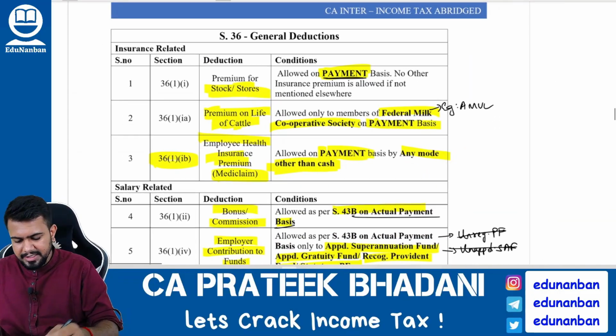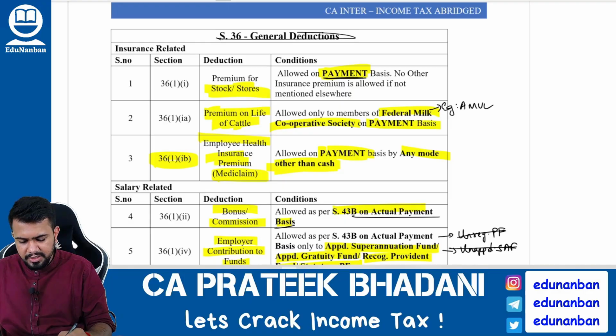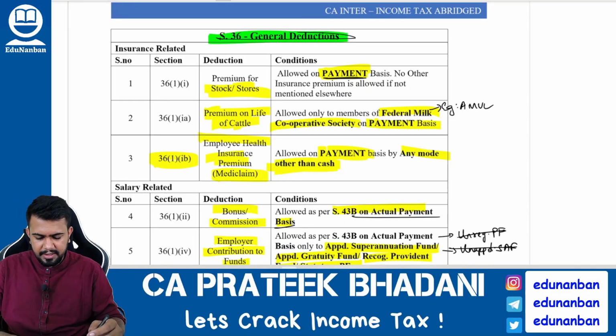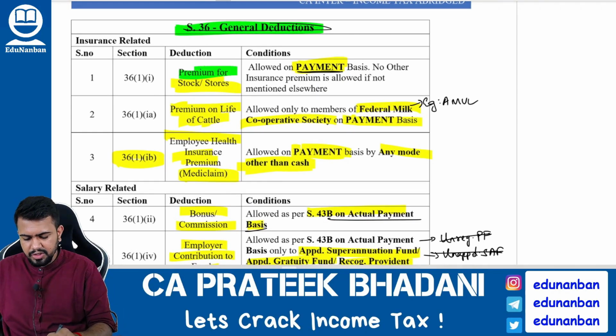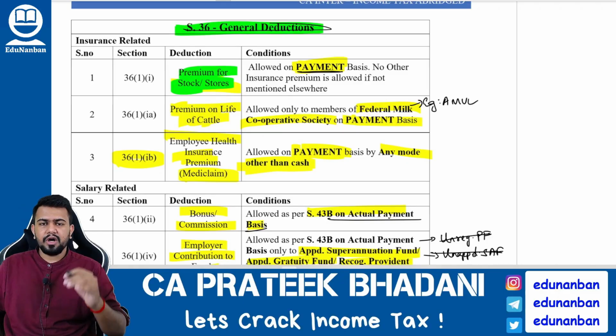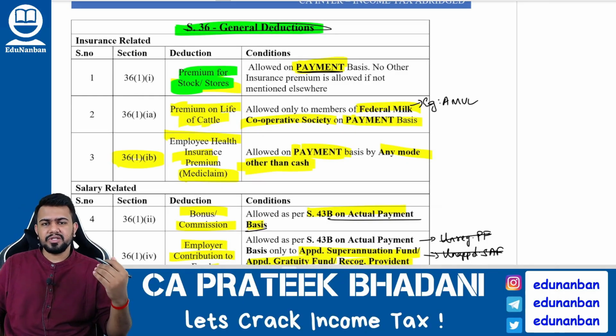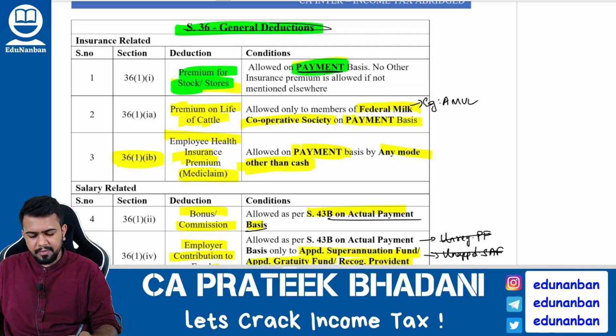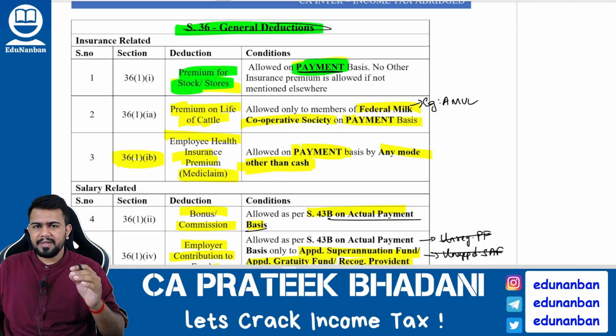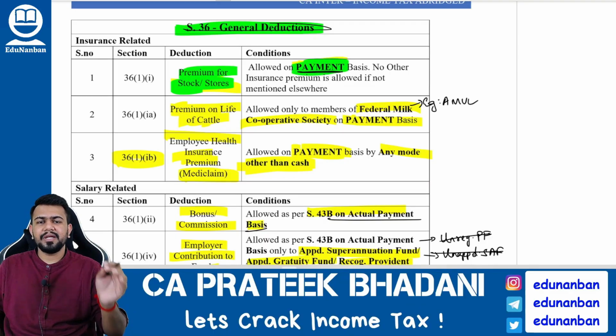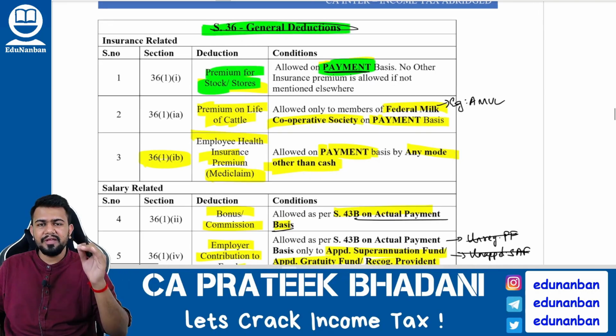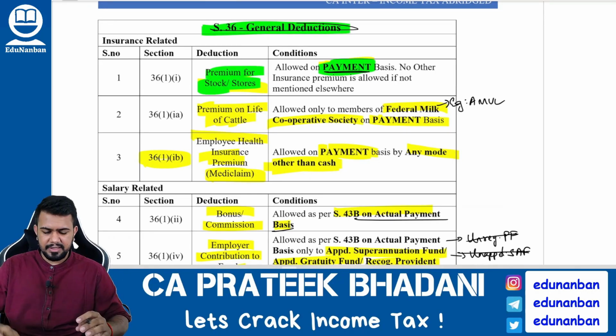Now let's come to section number 36, which speaks about general deduction. Firstly, let us talk about insurance premium on stock and stores. If you have taken an insurance on stock, the premium is allowed. However, the premium is allowed only on payment basis. So only if you pay it during the year, it will be allowed as deduction.